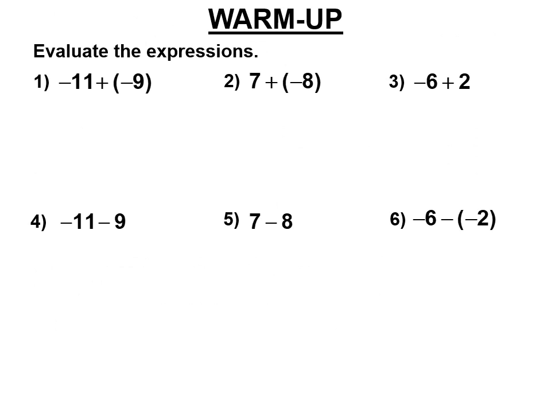So let's review. Negative 11 plus negative 9 is negative 20, right? You owe 11, you owe 9, you owe 20. 7 plus negative 8 is negative 1, right? There's one extra negative there. Number 3, negative 6 plus positive 2 is negative 4. You have 4 extra negatives.